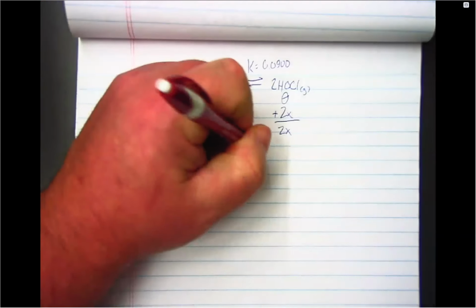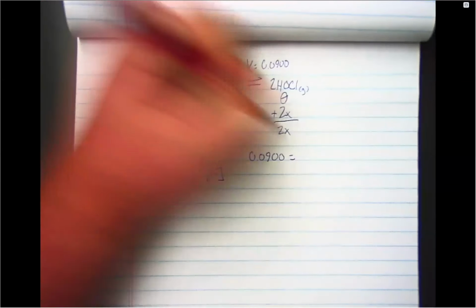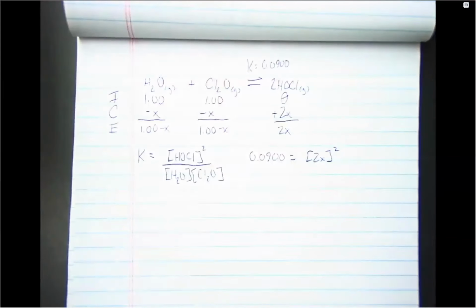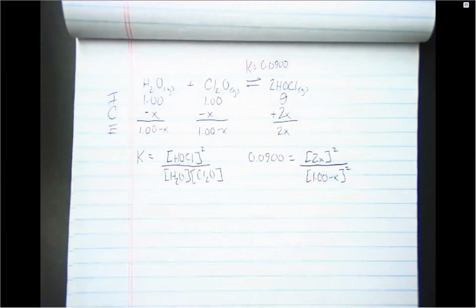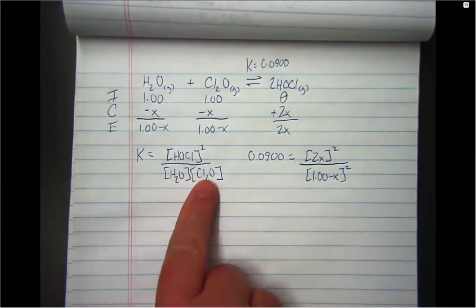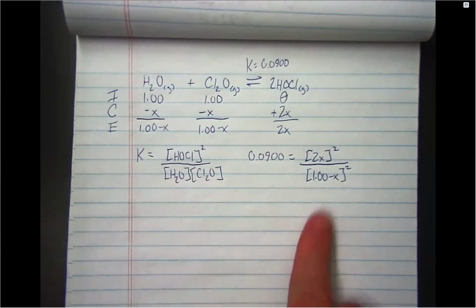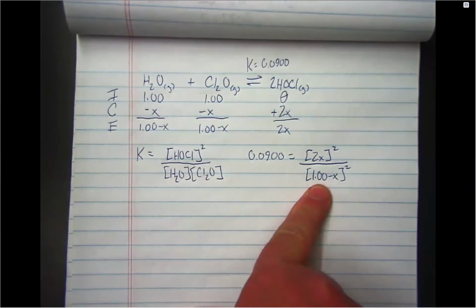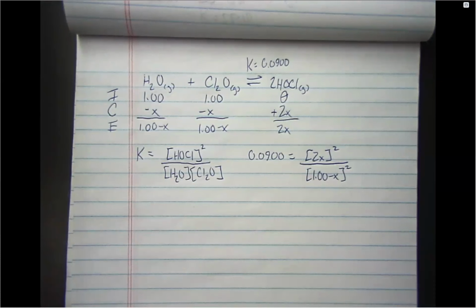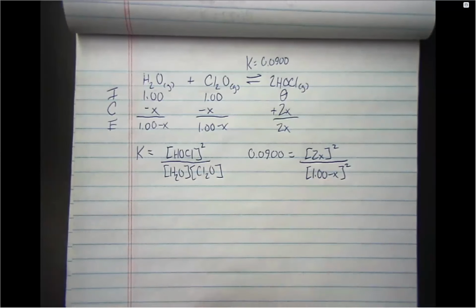So 0.0900 should be equal to 2x quantity squared divided by 1.00 minus x quantity squared. Notice that because this and this are both 1.00 minus x, I just squared that denominator to multiply those. It'll make our calculation a little bit easier to put into the calculator that way. Does everybody understand where that came from? Okay.